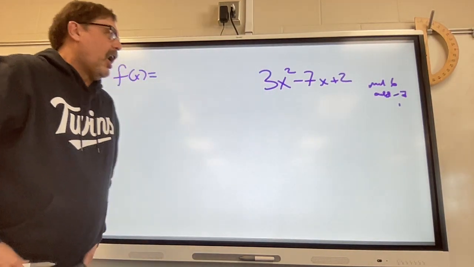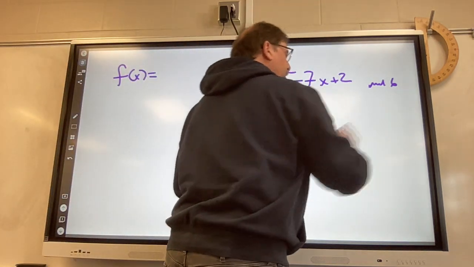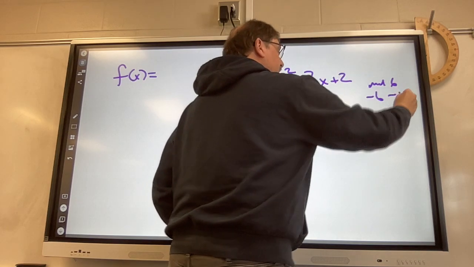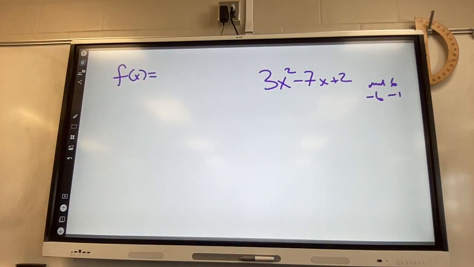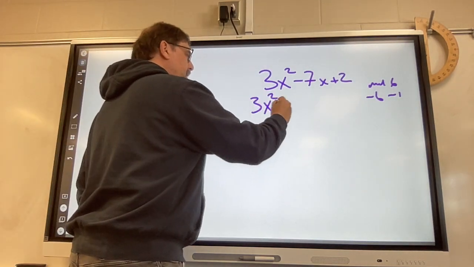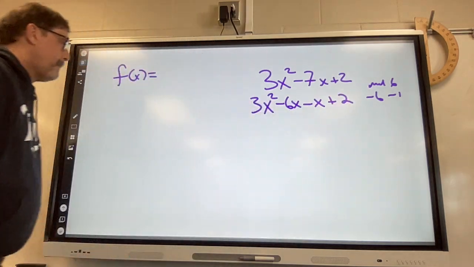Oh no. Okay, multiplies to be 6, adds to be -7. How about, let's do this right. How about -6 and -1? Which I said the first time. Yeah, let's go with that. Multiplies to be 6, adds to be -7. So I go 3x squared minus 6x minus x plus 2. I knew that.